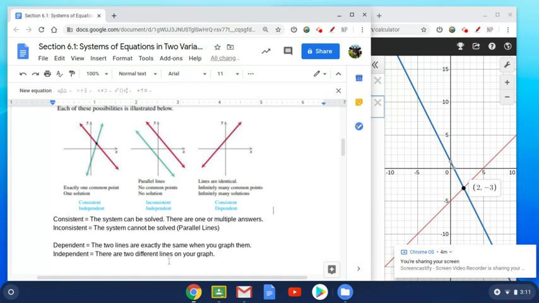Independent means there are two different lines on your graph. They might intersect, they might not, but you can definitely tell where one line is and where the other line is. Okay? So there's the meaning of those words there.